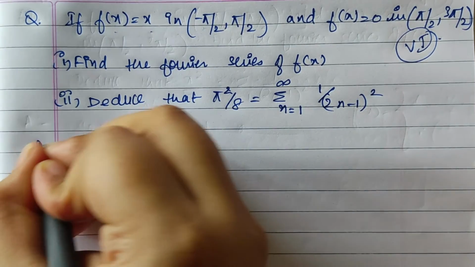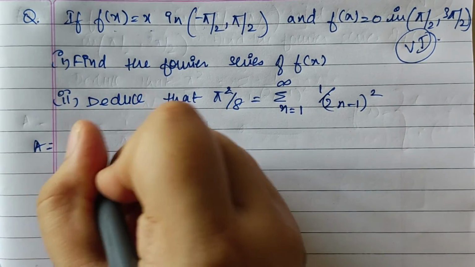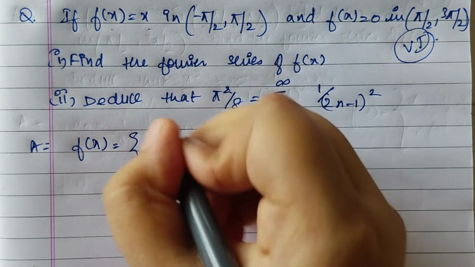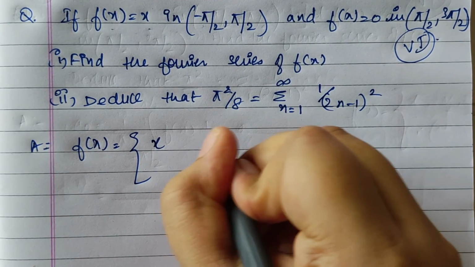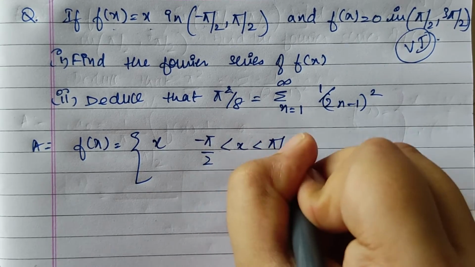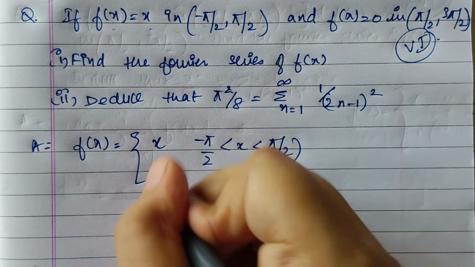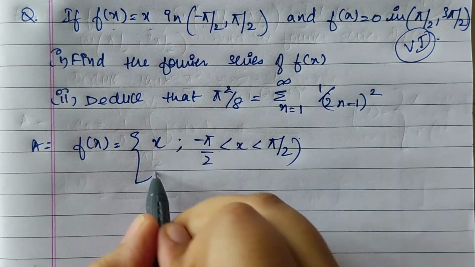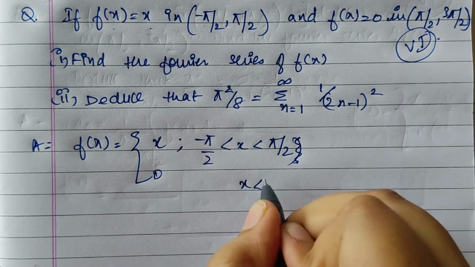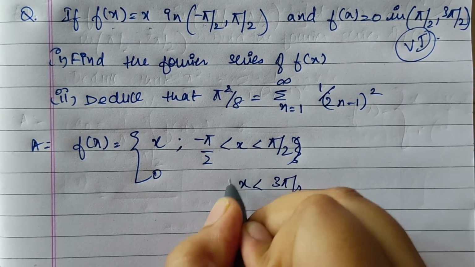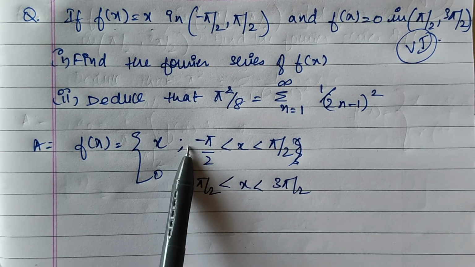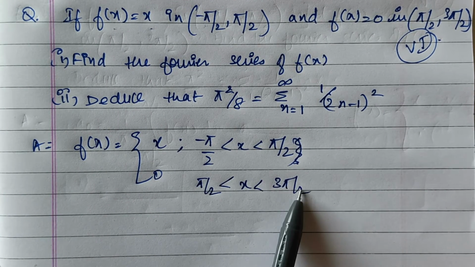So first we'll be converting the question in a format which is pleasing to the eye. That's nothing but f of x is equal to x in the interval minus pi by 2 to pi by 2, and it is 0 when x lies between pi by 2 and 3 pi by 2. What are the outer limits? It's nothing but minus pi by 2 is the lower limit and the upper limit is 3 pi by 2, right?